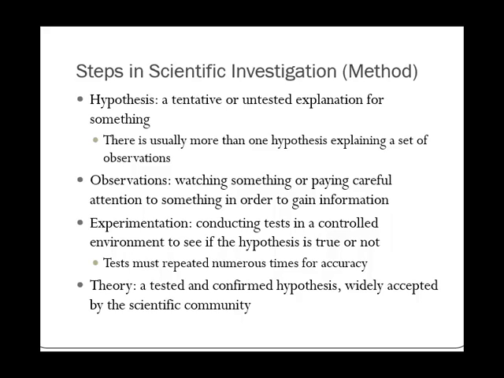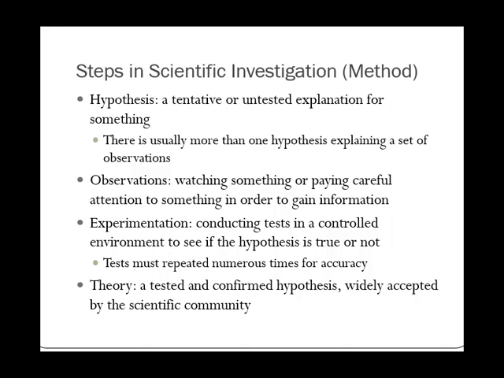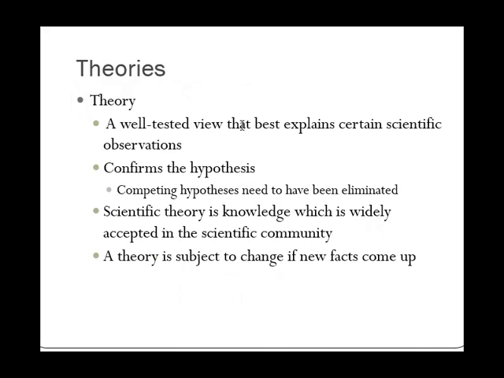Obviously, you want to experiment as many times as possible, because the larger volume of data you get, the more information you get, the more likely it is that your conclusion is correct. Then finally, once you have observed and experimented and done it enough times, you can develop what is known as a theory. A theory is a well-tested view that explains scientific observations. It confirms the hypothesis, or it could confirm that the hypothesis is wrong. Either way, the result of your observations, measurements, and experiments has indicated that something is true or that something is false.